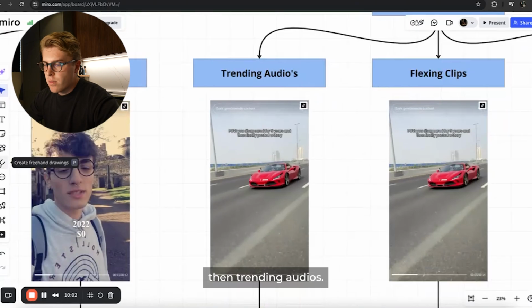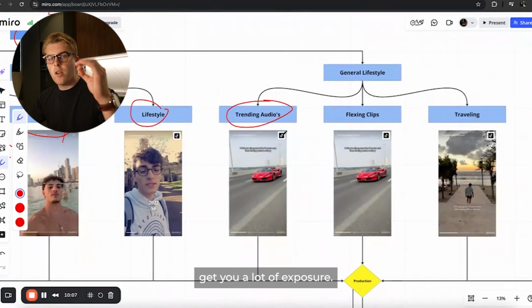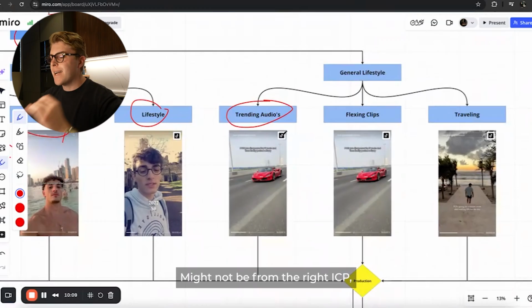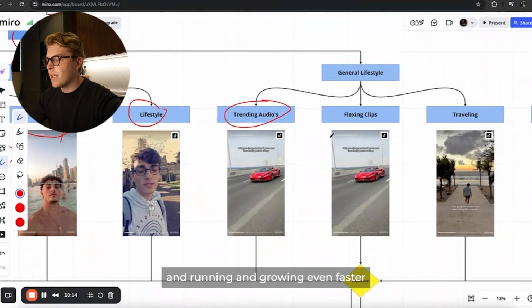Then trending audios. Make sure you hop on trends with the videos that you're posting, because that will actually get you a lot of exposure. Might not be from the right ICP, but it will definitely grow your account and get your account up and running and growing even faster.